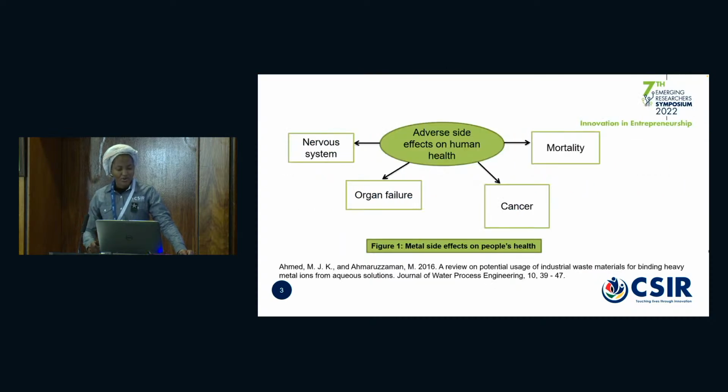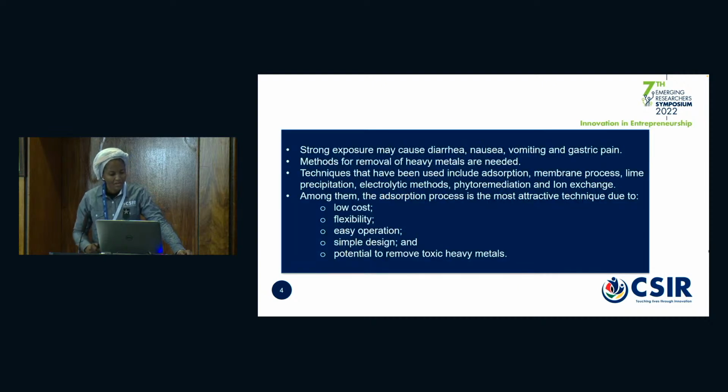The contamination of water due to toxic lead is accountable for causing several damages to the environment and adverse side effects on human health, such as mortality, cancer, organ failure, and may consequently interfere with the nervous system. Strong exposure may lead to diarrhea, nausea, vomiting, and gastric pain. However, there is a need to develop a method for removing lead in wastewater.